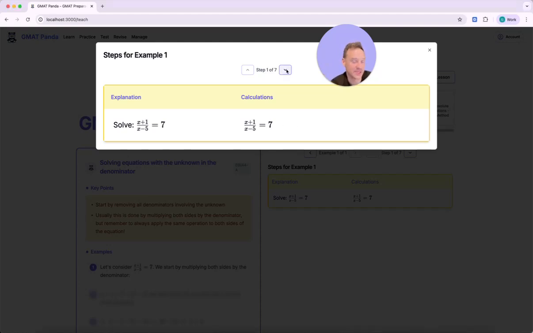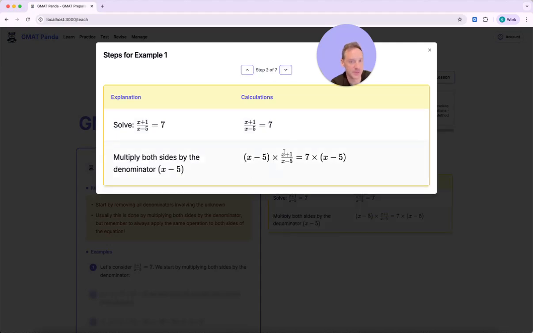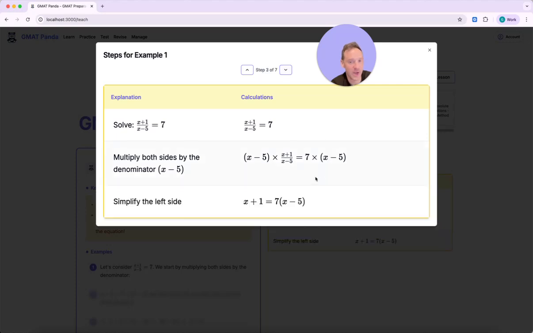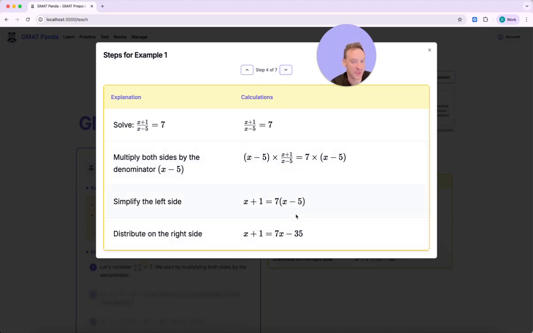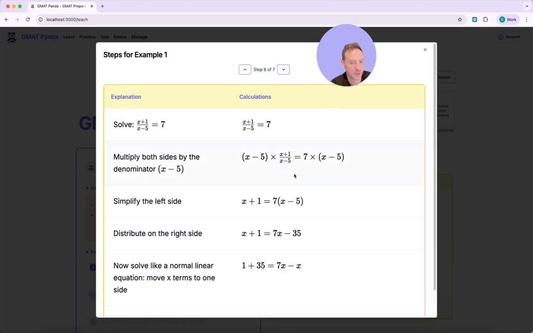And here, the easiest thing to do is just to multiply both sides by x minus 5. Because if we multiply the left by x minus 5, effectively that denominator will cancel out. And then on the right, we'll be left with 7 times x minus 5. And at this stage, we can just expand, and then now it turns into a normal equation. We know how to deal with those. We need to regroup the x's on one side and the numbers on the other. So that's what we do.